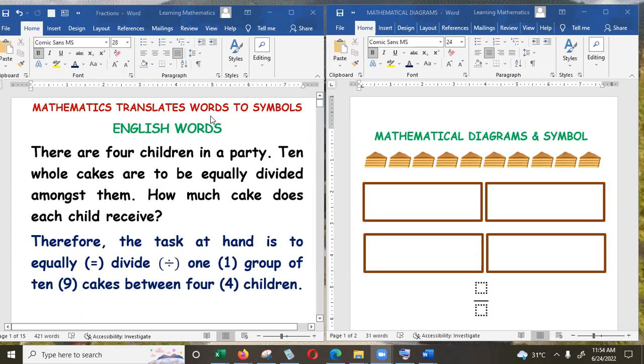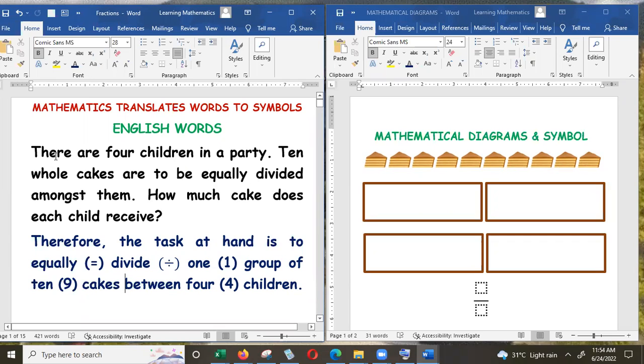Mathematics translates words to symbols. English words: There are 4 children in a party. 10 whole cakes are to be equally divided amongst them. How much cake does each child receive?